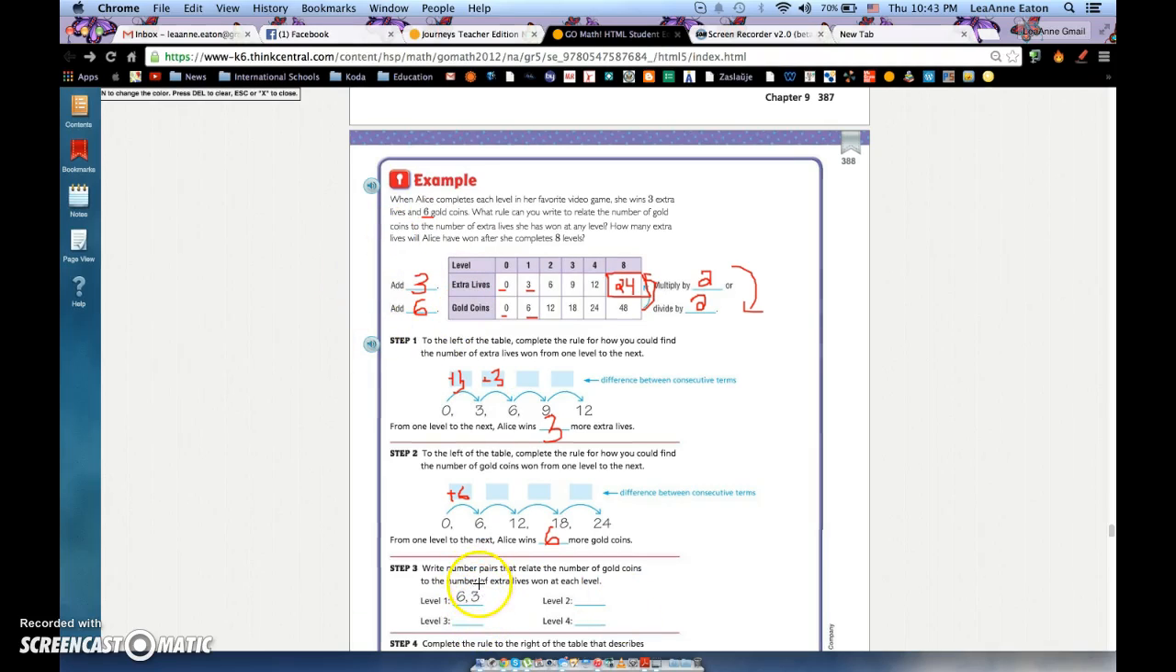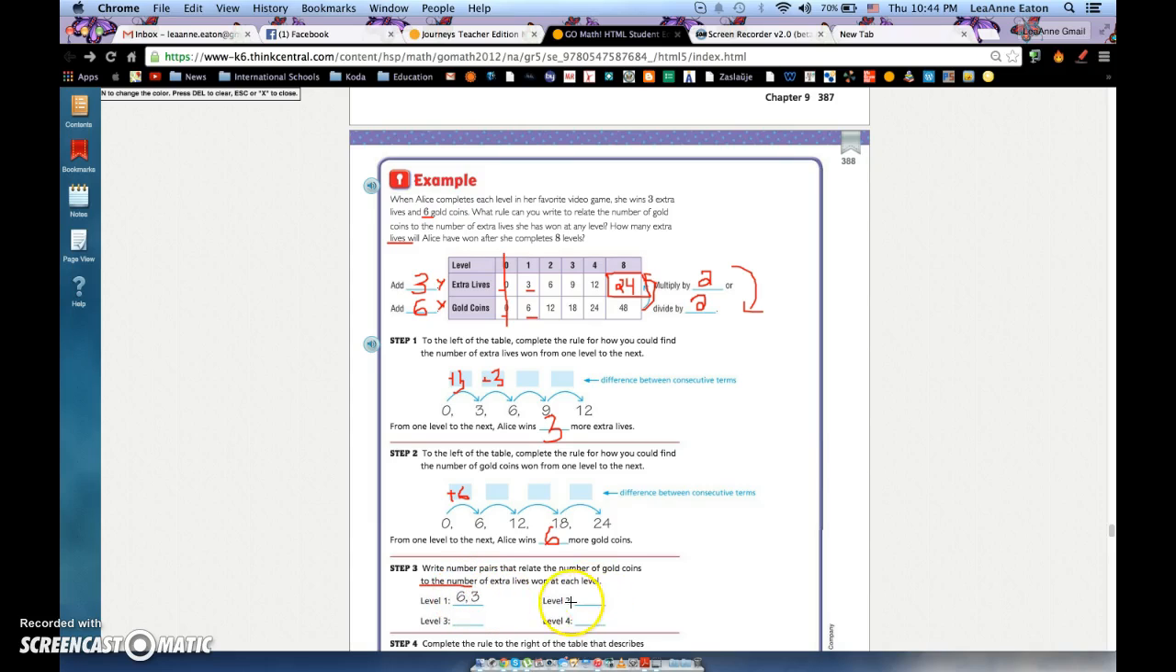Then we write our numbered pairs just like we did on the previous page. So we're not going to write these ones, we're going to write these ones. Write the number pairs that relate the number of gold coins to the number of extra lives. The reason we do that is because it's how many extra lives she will have won. That's what's blank, and because of that, this needs to be our y. So this is our y and this is our x, because this one is the blank one and that's the one we're trying to find.